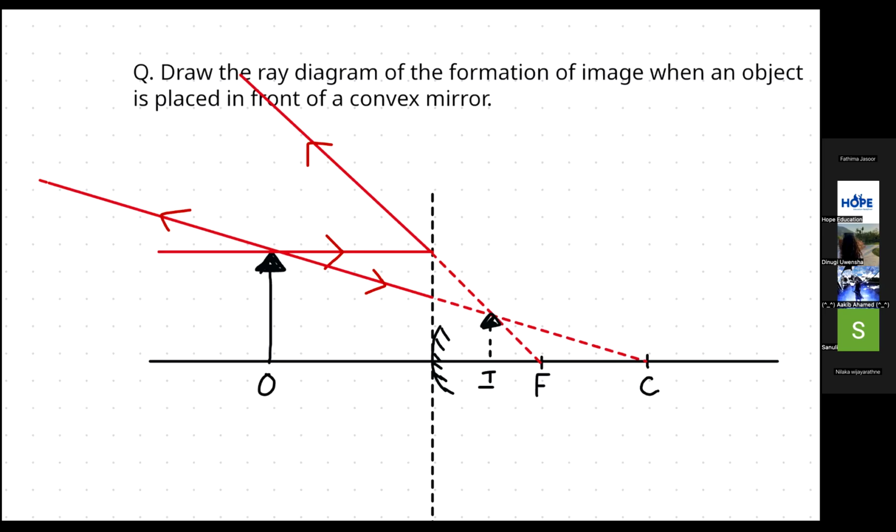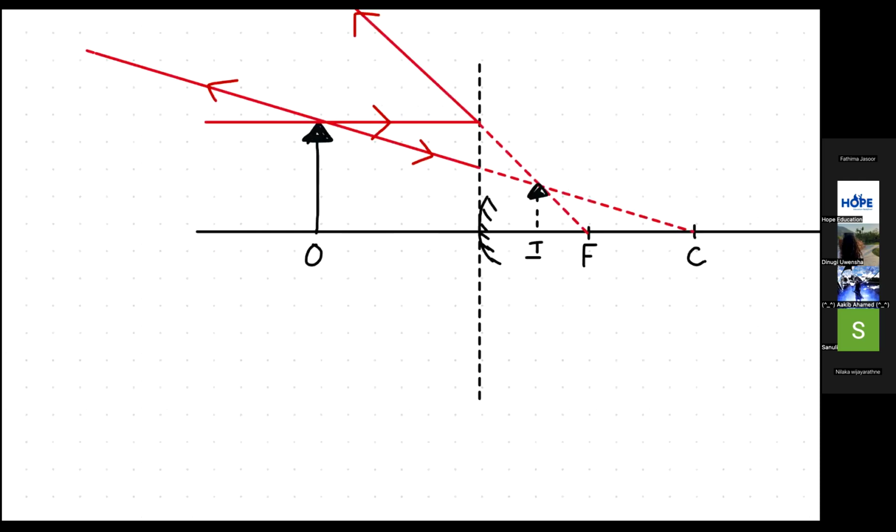You just have to look at the picture now. I'm not asking you to think and tell. Now we drew this, so you just have to look at the diagram and tell me. It's an upright image, no? So it's an upright image. And comparing object and image, it's a diminished image. Virtual, upright, and diminished.